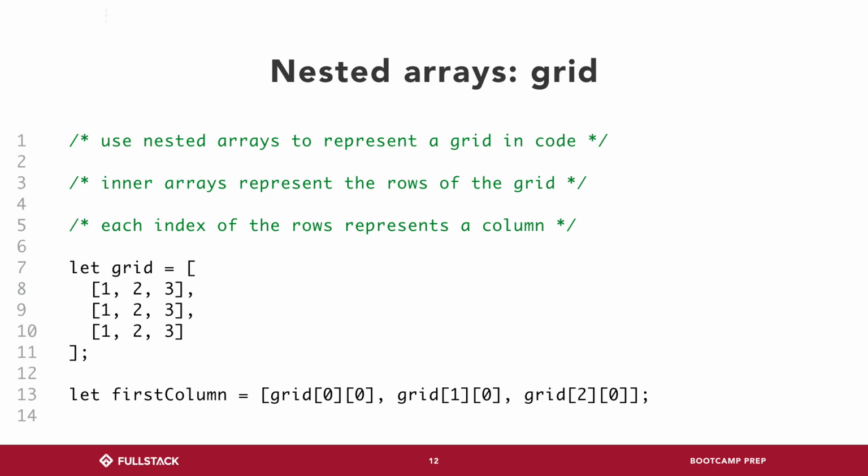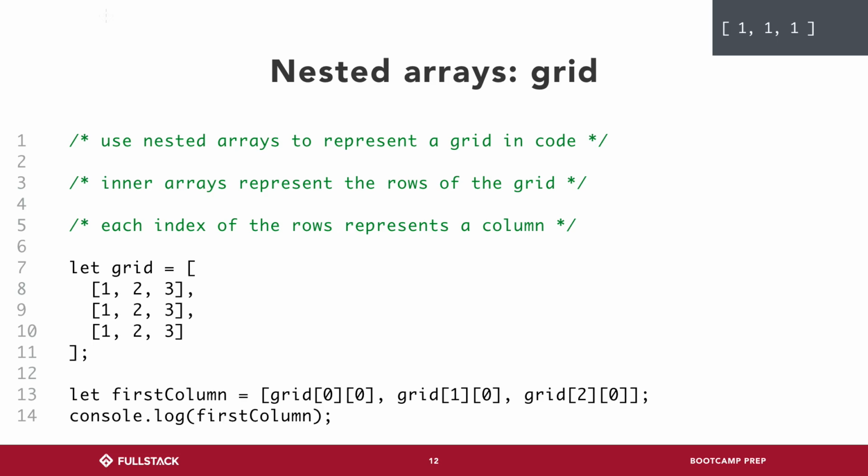So what would this return? If I console logged first column, what would that return? 1, 1, 1. Like a string? In an array, right? Yeah. So it's creating a new array, and each element in the array is referencing each one. There you go.